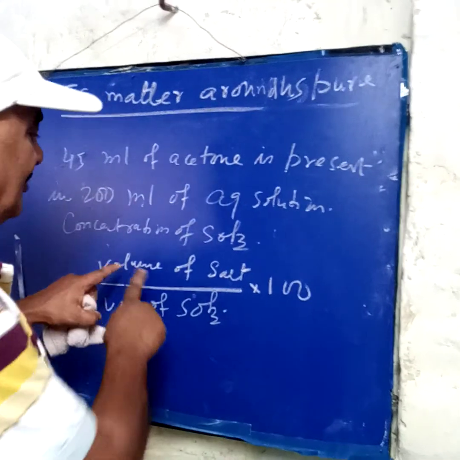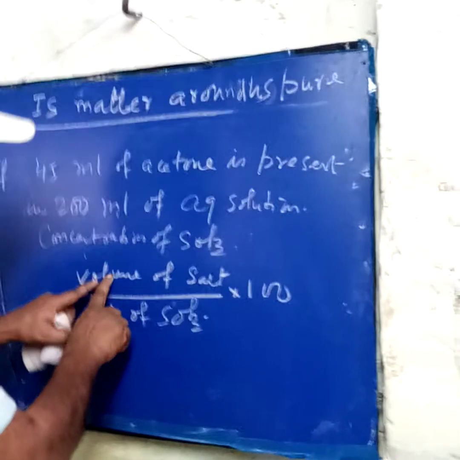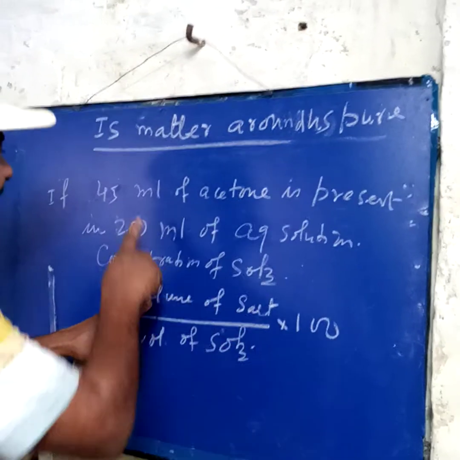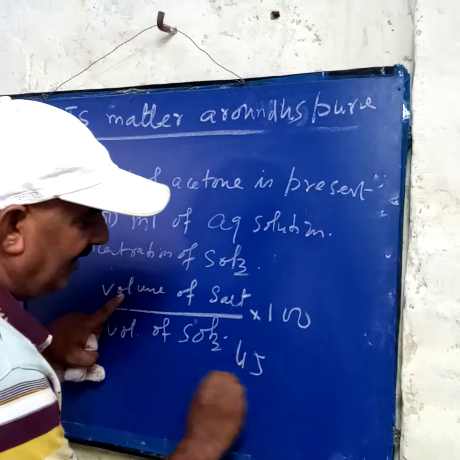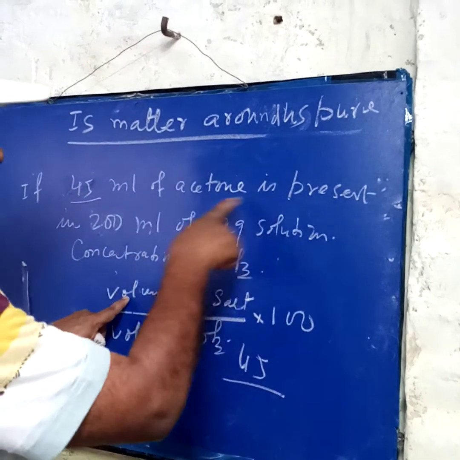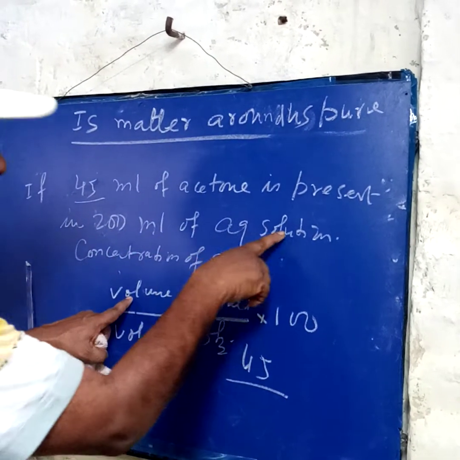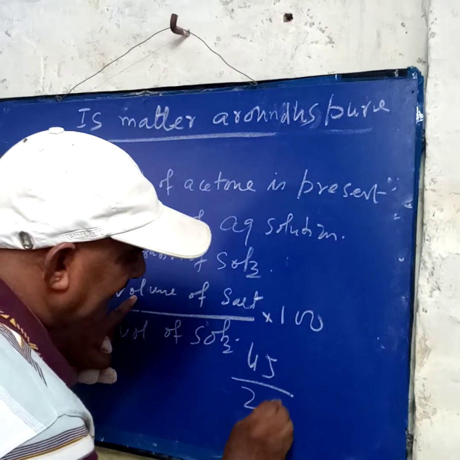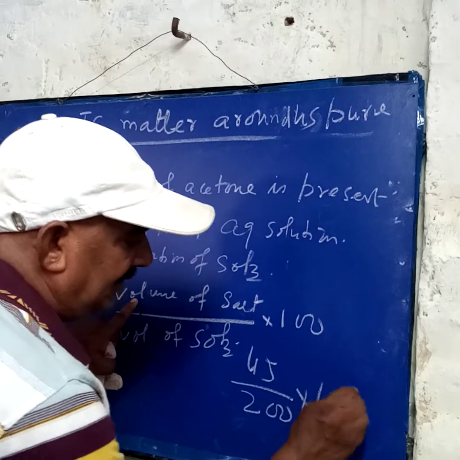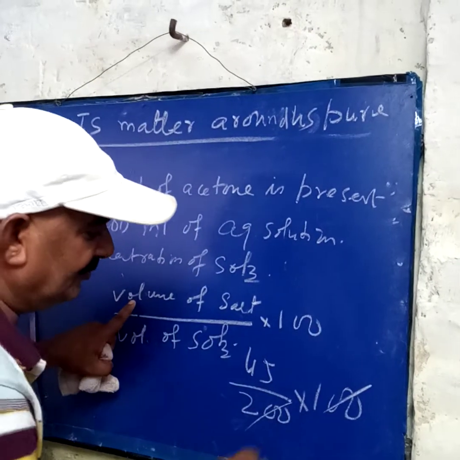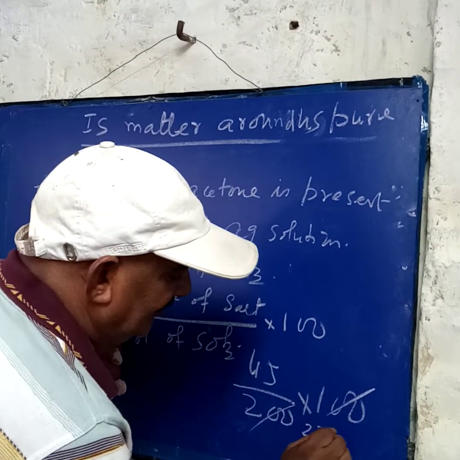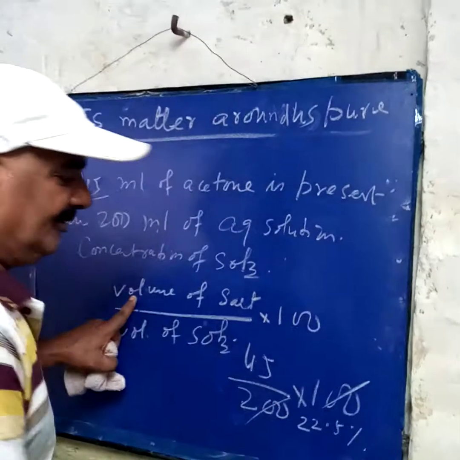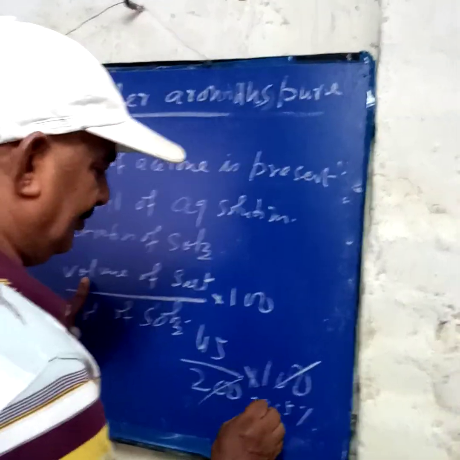Then how do we know the volume? Here you see the volume of solute is given, 45 ml of acetone, 45, and the solution is already mentioned, 200 ml of aqueous solution, 200 into 100. 45 by 2 is equal to 22.5%. You can find it by volume: 22.5.